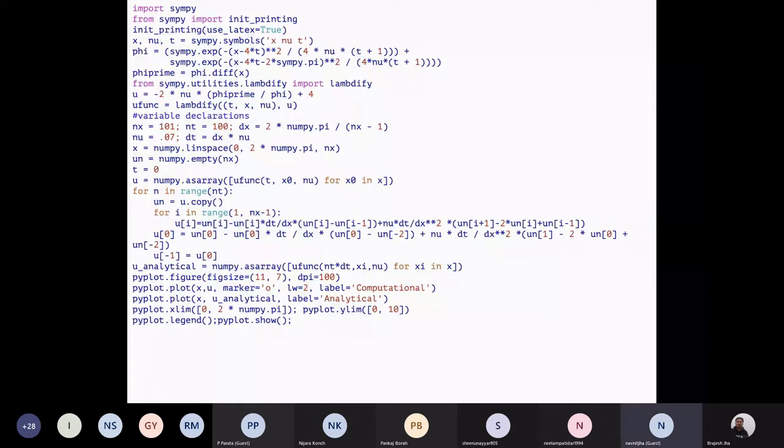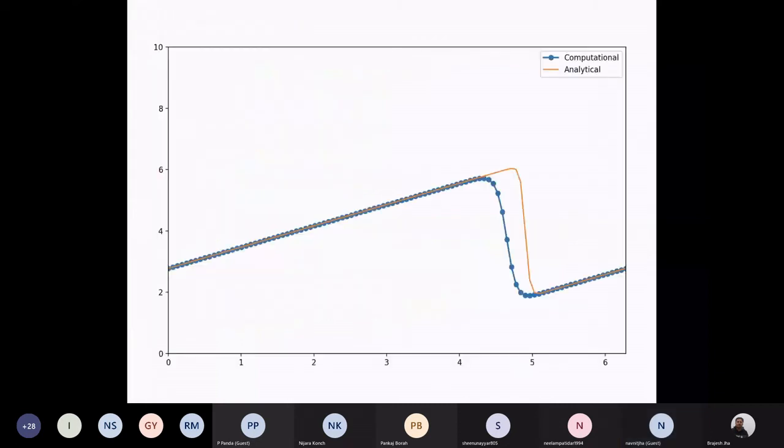And u minus 1 is u0 because of u0 equal to u at 2 pi. So I have just coded this Burger's equation in 2 lines and obtained the graph, comparing the graph of the exact, that is the analytical solution, and the computational result. So there is a very small gap between the exact and computational solution in the Burger's equation.